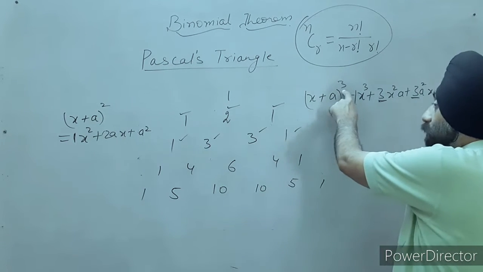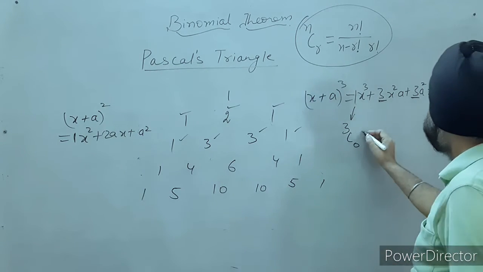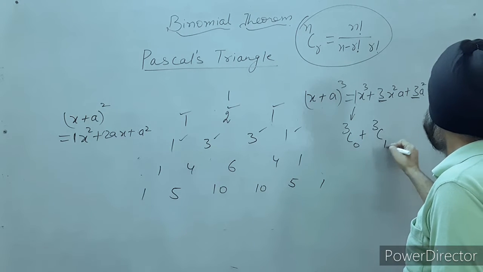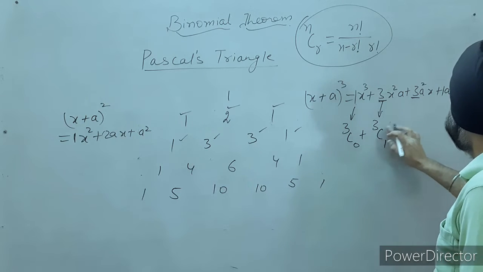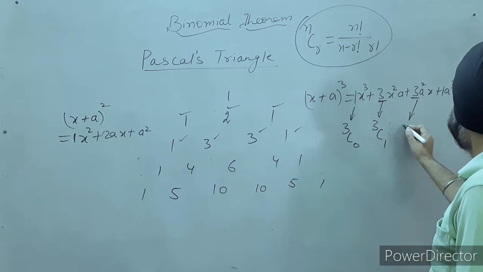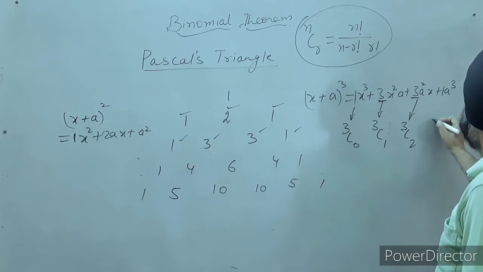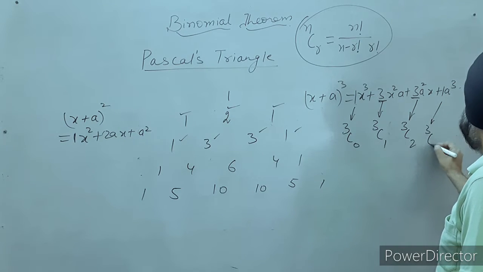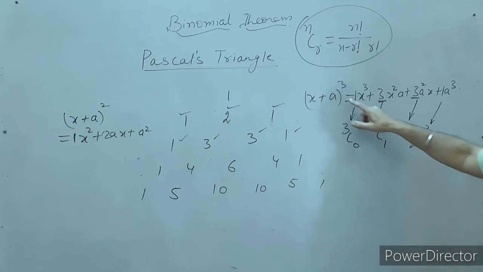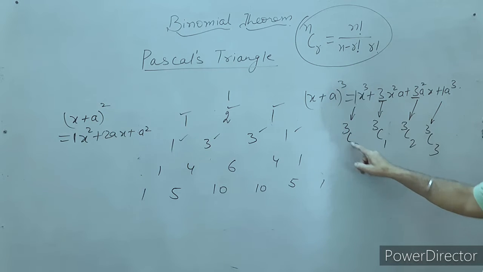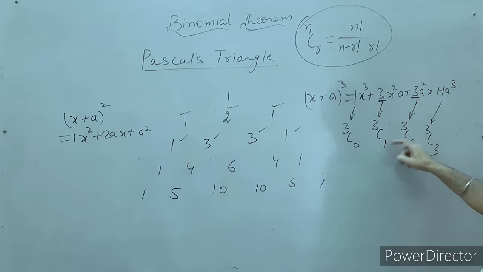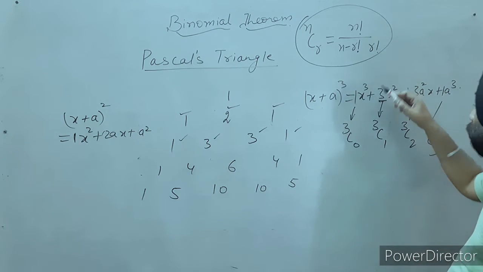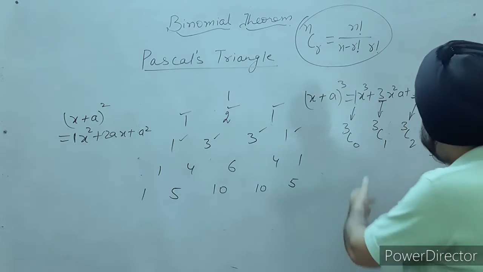I directly get this as 3c0, where n is 3, 3c0 plus 3c1, this is 3 again, this is 3c2 and this is the value of 3c3. The index is 3 and so 3c0, 3c1, 3c2, 3c3. If we calculate the value using this formula, we will get the same answer.